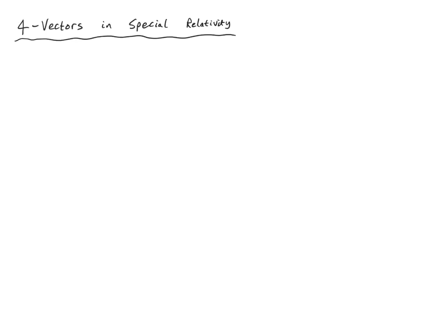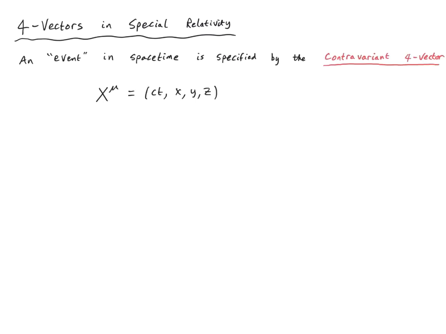In this lecture, I'll be giving an introduction to 4 vectors as they appear in special relativity. Of course, this can be generalized even further when we consider general relativity, but that won't be within the scope of this course. An event in spacetime is specified by 3 spatial coordinates and 1 time coordinate. We can assemble these together into what's called a contravariant 4-vector. This is denoted by a capital X and a superscript mu, the Greek letter mu there. This superscript is referred to as the index, and what we'll be discussing here is called the index notation.